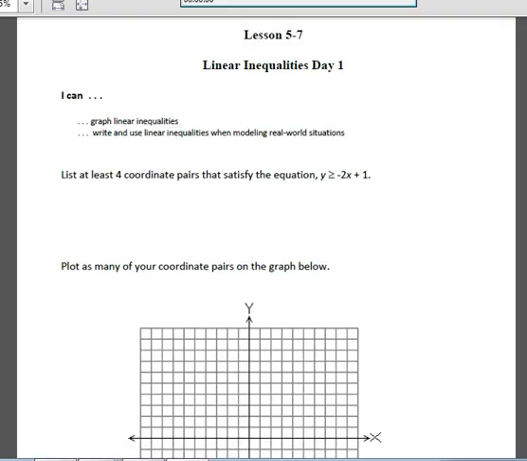Welcome to the video notes for lesson 5-7. This is about linear inequalities, day 1.